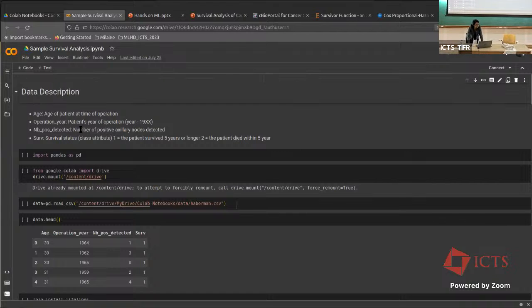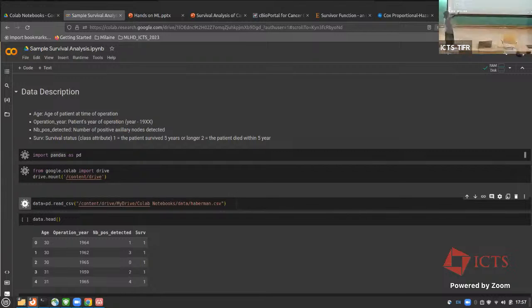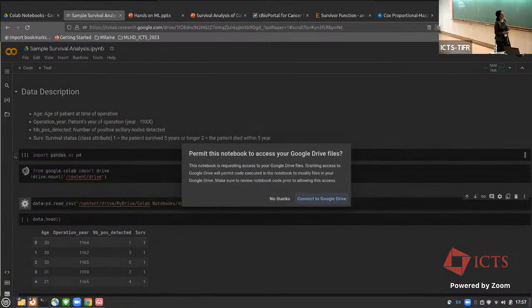Of course, you have everything: the data description, and the rest of the things will be the same way. You mount your drive. You read the data, and you can see the data here. In the data you don't have 1964, you have 64, 62, 65. So I've added 1900 to get the actual year, because it's shown as 62, 65. Connect this.